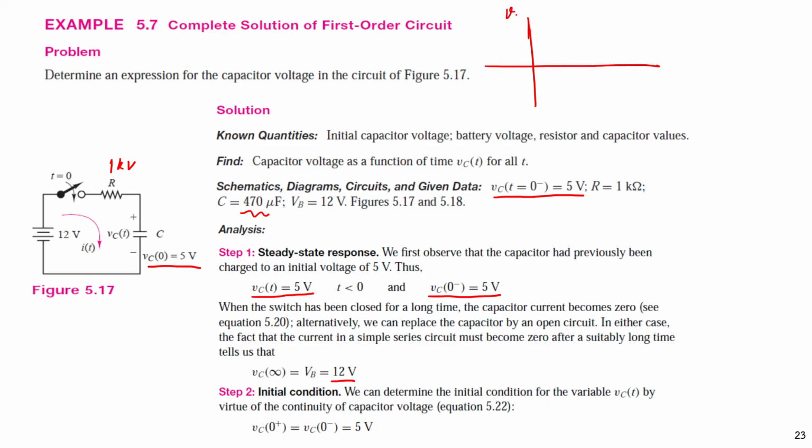So we can guess that Vc is 5 volt before the switch closed, and when the switch closed, it will reach 12 volt. After steady state, the capacitor becomes an open circuit, and the voltage here is 12 volt. So we can guess the waveform of Vc should be maybe like this, going to 12 volt with some exponential.